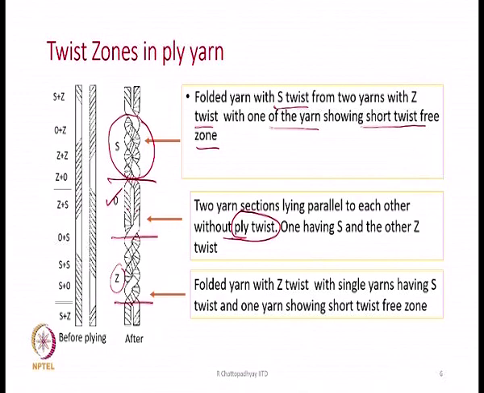So, you have Z 0 S, again Z 0 S, Z 0 S, that is how the twist directions will be seen in the plied yarn of the self twist spun yarn. Sir, so we need to see visually like both strands are not having the same twist. Visually we have to see like both strands don't have the same twist at the same location.